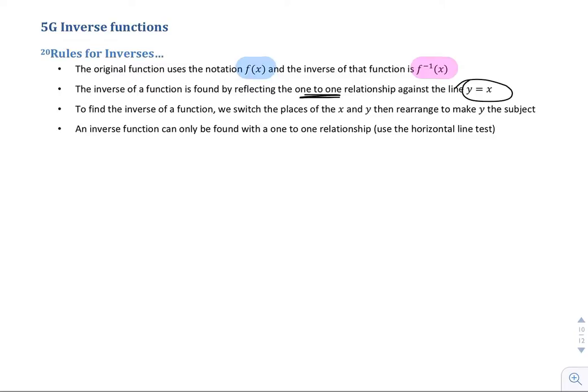Prior to this, we've been reflecting along the x-axis or the y-axis, but we're now looking at the line y = x, which is a line in the positive direction, and we're reflecting along that line. To find the inverse of a function, you need to switch the places of the x and y, and then rearrange to make y the subject. For this inverse to exist, the relationship needs to be one-to-one, i.e. it has to pass the horizontal line test.